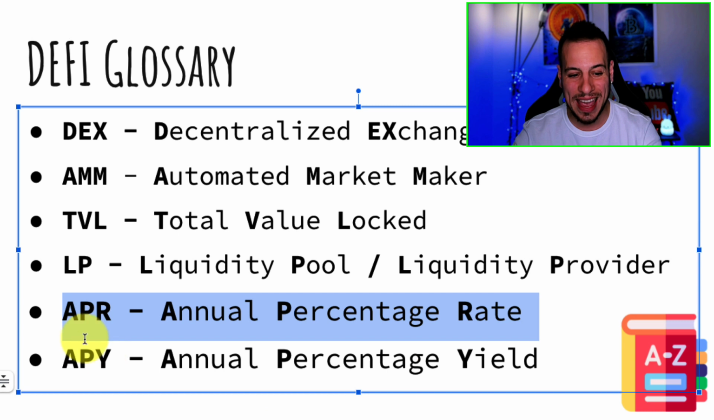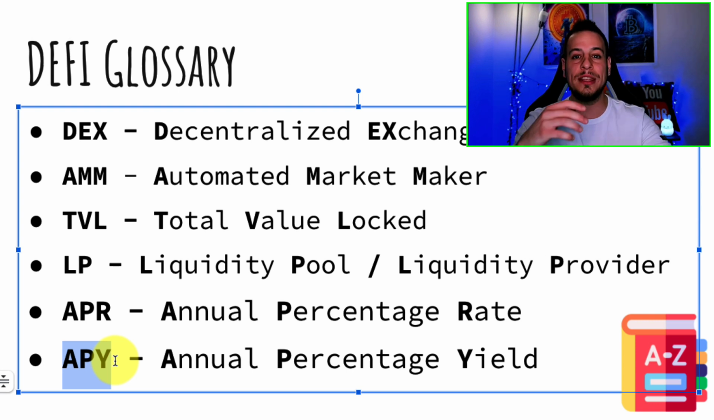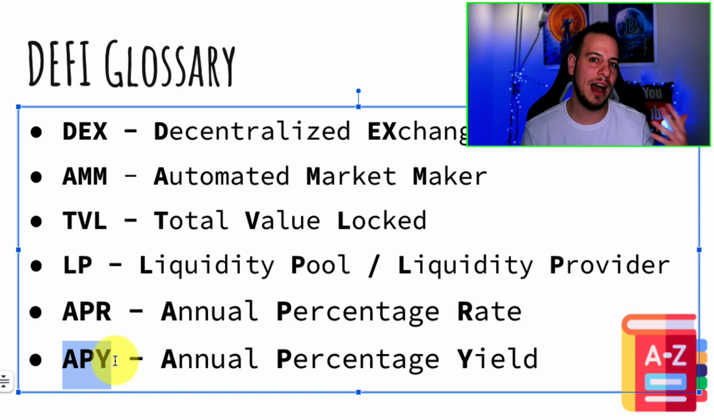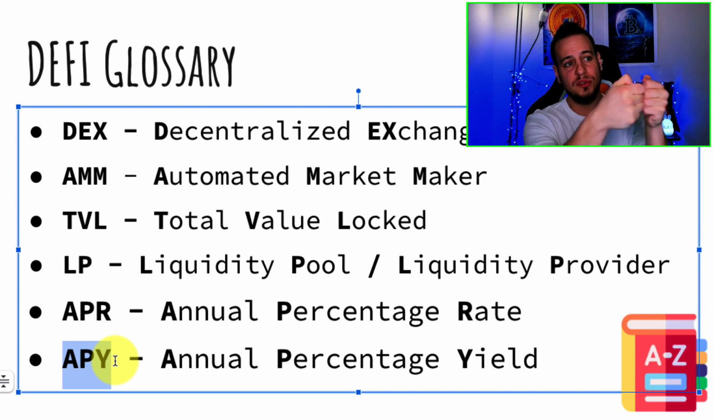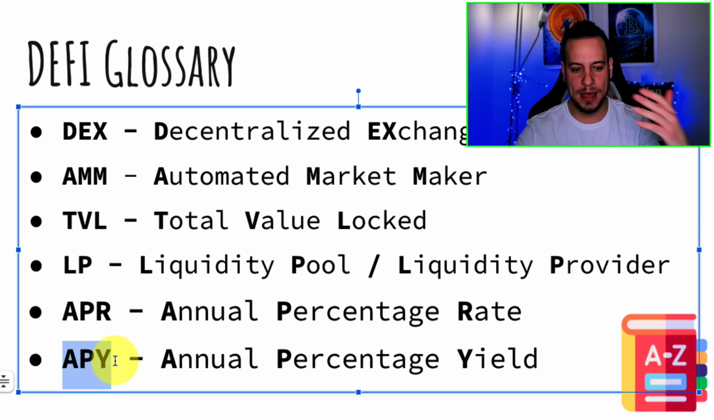Now the cool thing about APY, annual percentage yield, this is the difference from annual percentage rate, is that the rate is compounded, which means that every once in a while you get rewards, and if you take these rewards and compound them, let's say every week, then your return will be higher than 10%. Because in the first week, let's say you make $10, what happens if you take this $10 and put it again in the protocol to make more yield? It's called compound interest. And this is the APY.